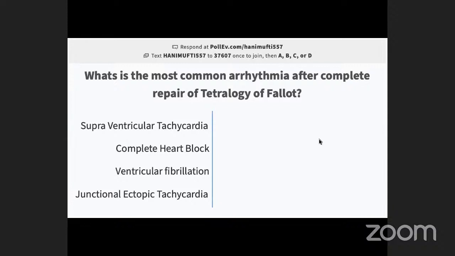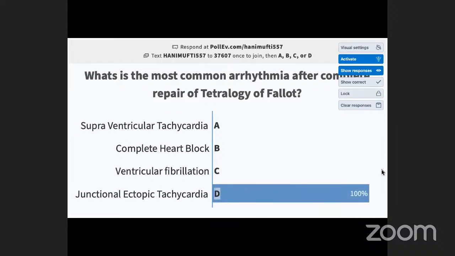Last question is the last question. What's the most common arrhythmia after complete repair of tetralogy of Fallot? Supraventricular tachycardia, complete heart block, ventricular fibrillation, junctional ectopic tachycardia.